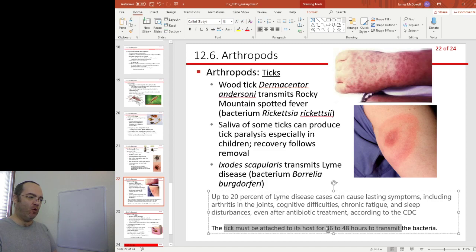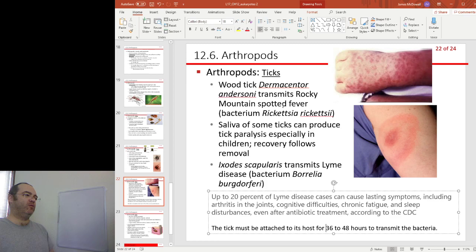So if you do ever go walking in an environment where you have the potential to be bitten by a tick, check for ticks. Fortunately, they like to burrow into crevices, so you have to check in places where you can't typically see them. There's other interesting things about ticks.